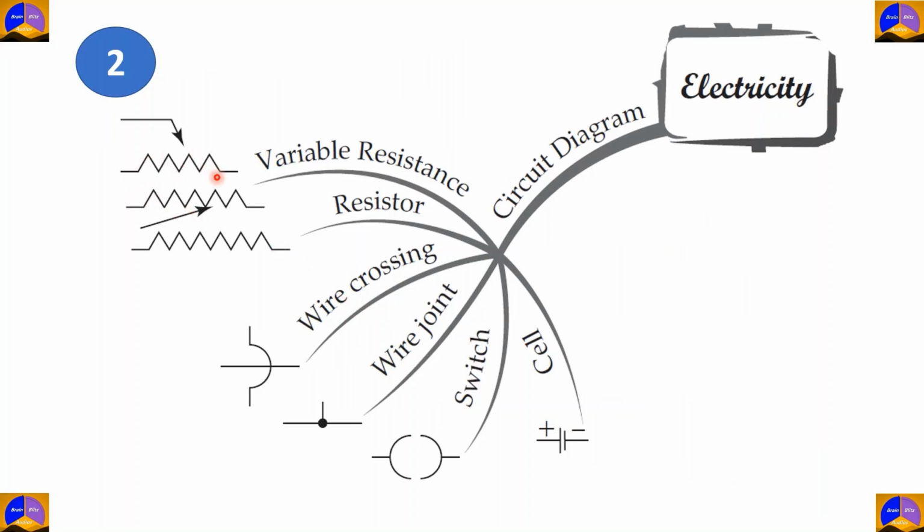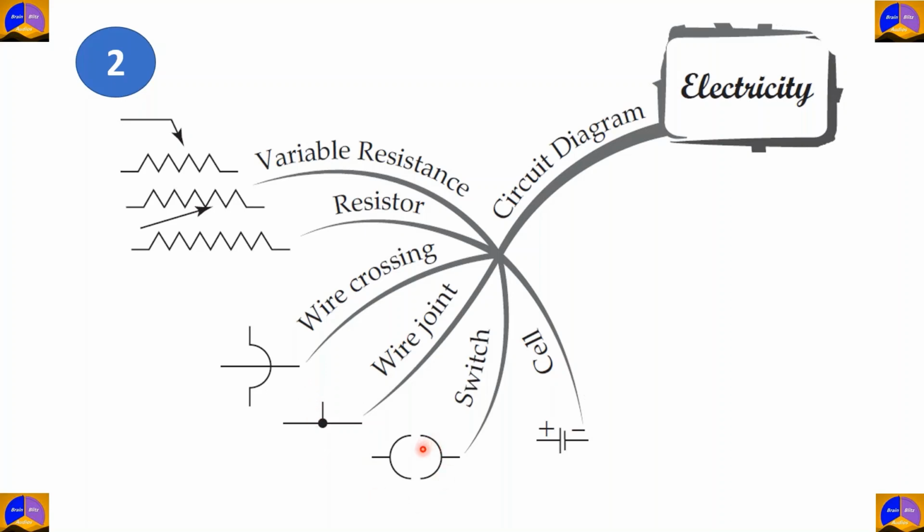The jagged line with an arrow on top or crossing it is known as a variable resistance or rheostat. The representation of a jagged line in an electric circuit represents a common resistor. Now, when 2 wires cross each other without any contact, it is represented by a wire crossing. If a joint between 2 or more wires is present in a circuit, we represent it with this wire joint.